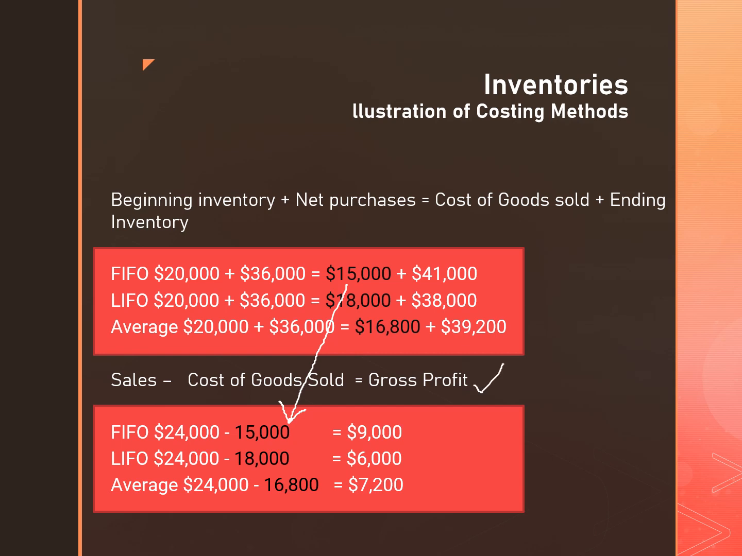So, sama jugalah dengan LIFO. Cuma bezanya dia ambil figure LIFO punya lah. Okay. The beginning is still 20. The net purchase is still 36. It's just that the cost of goods sold dengan ending inventory is different. Dia akan based on our calculation dekat previous slides. Right. So, I tak go further lah on this one. You can look at it on your own.